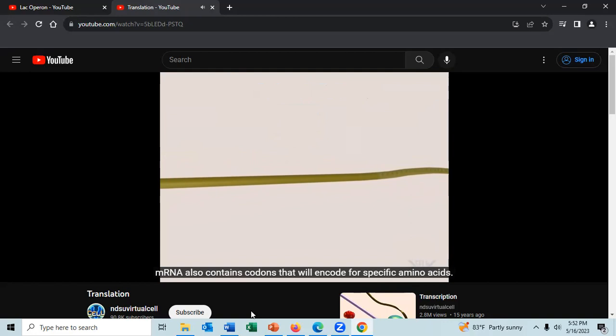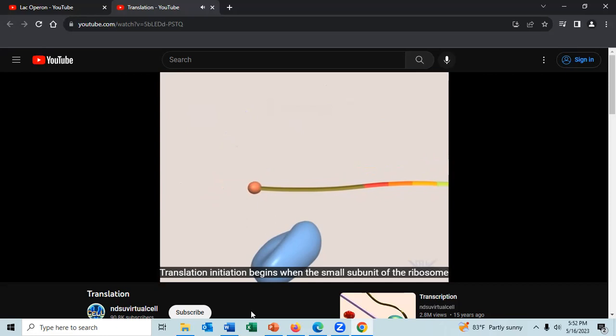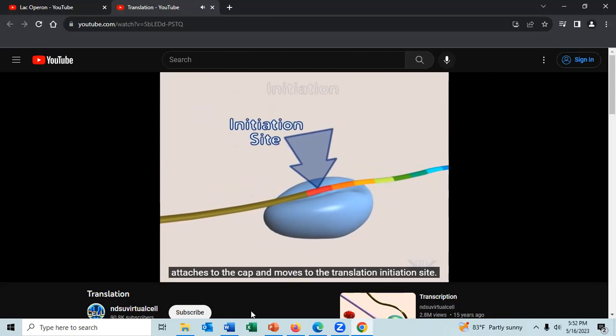mRNA also contains codons that will encode for specific amino acids. A methylated cap is found at the 5' end. Translation initiation begins when the small subunit of the ribosome attaches to the cap and moves to the translation initiation site.